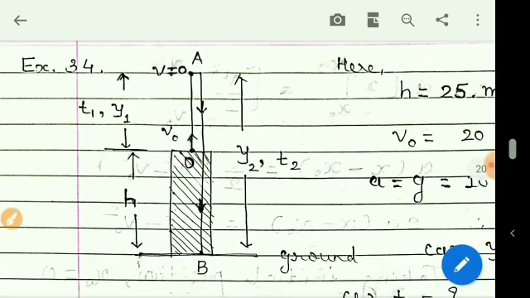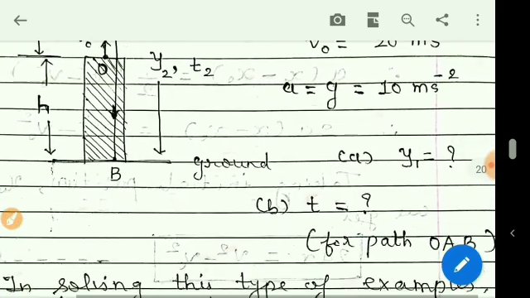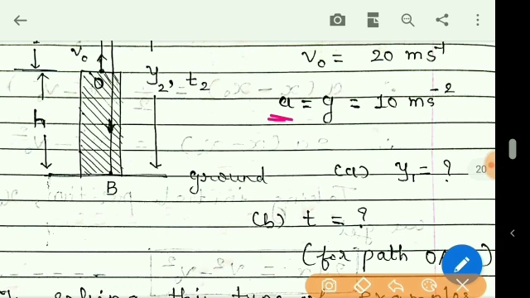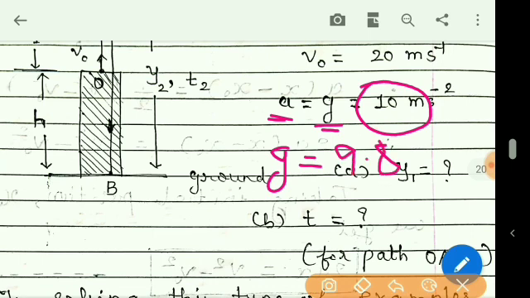Now students, acceleration due to gravity. Here we have to take it as 10 meter per second square. Actually the value of g is 9.8 meter per second square, but here we have to take it as 10 meter per second square because it is given in the statement.